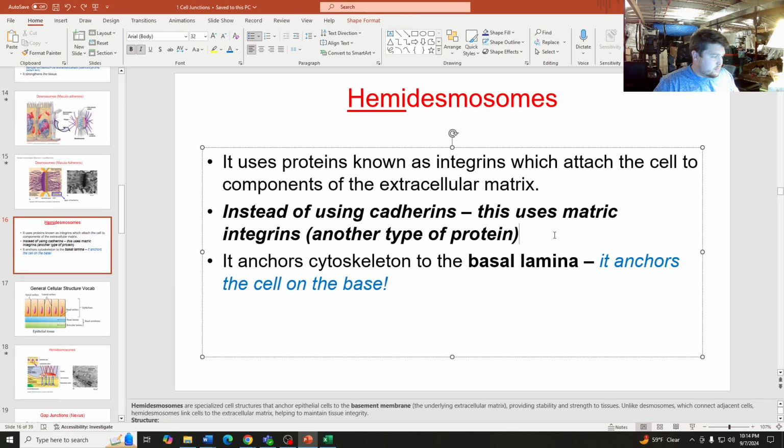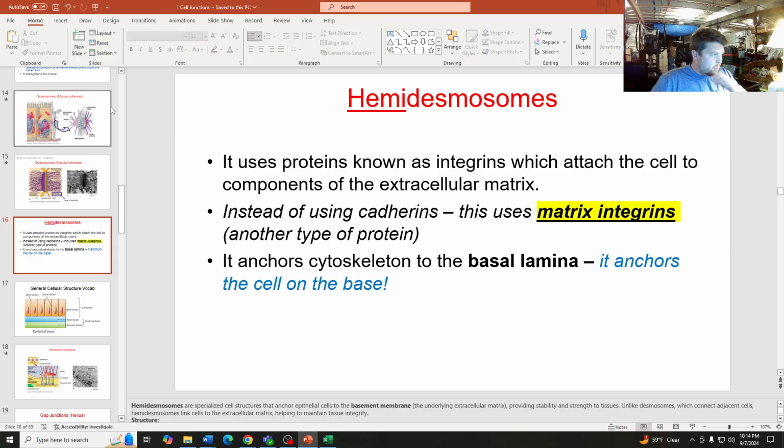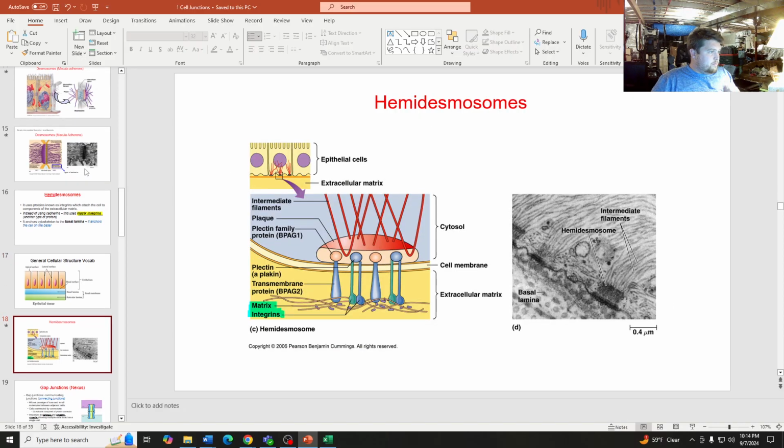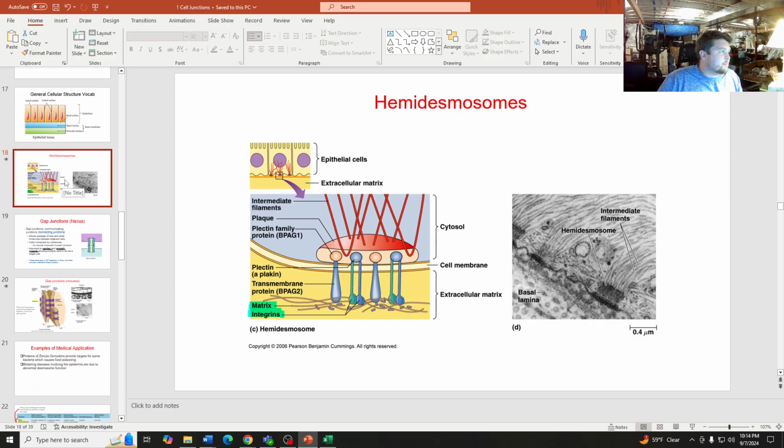There we go. I want to just highlight matrix integrins. There we go. There's matrix integrins attaching, again, the bottom of the cell to the basal layer.